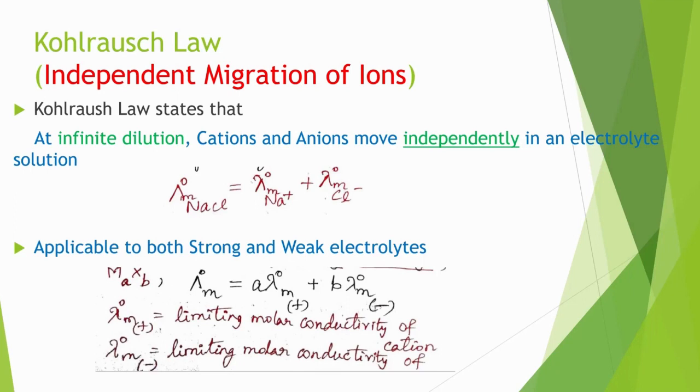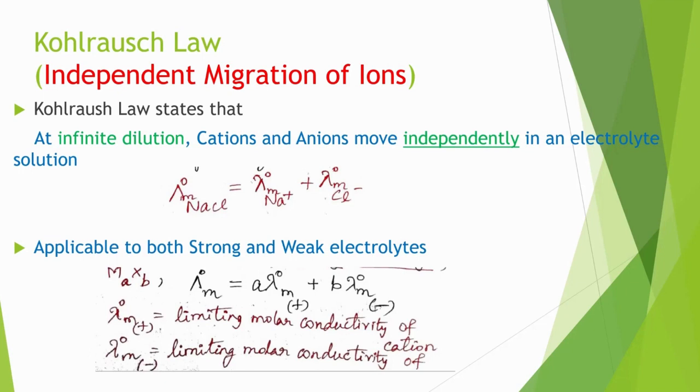When you dilute the solution and go to the stage of infinite dilution, there is more solvent and very little salt. Now the positive and negative ions don't come close to each other. Electrostatic force is a short range force. It operates only when the ions are nearby, within a particular distance. Now the ions have moved far away, so they can move independently. That is why this law is called the independent migration of ions.